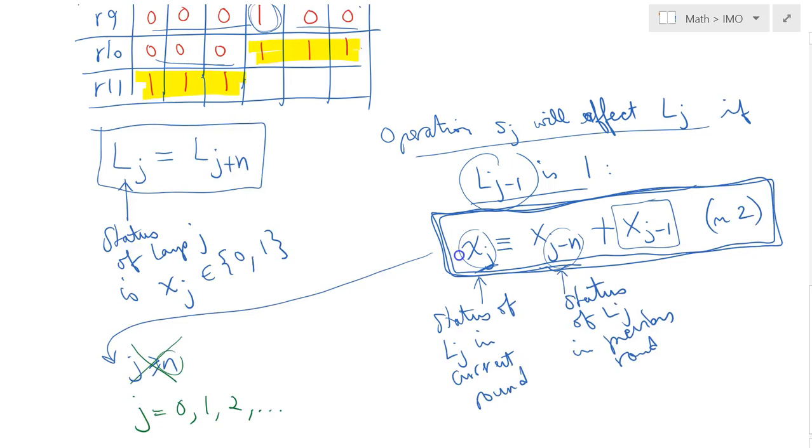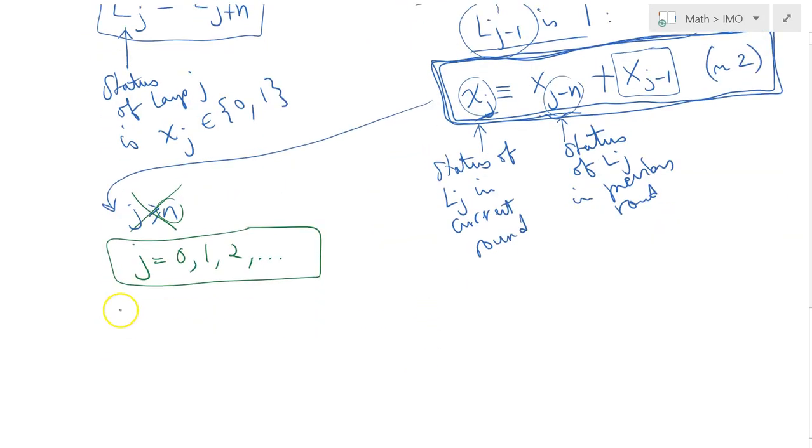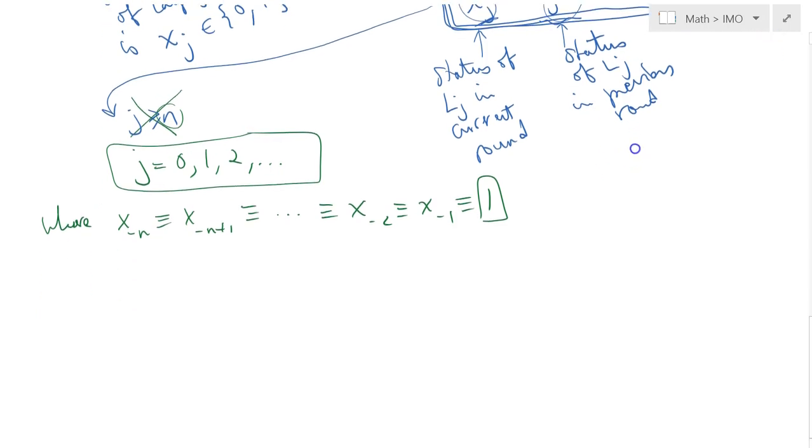So therefore, the recursion will be still meaningful. So that's the first thing I will be doing. And as I said earlier, let's make note of this, where x sub minus n is congruent to x sub minus n plus 1, all the way to x sub minus 2, x sub minus 1, and they are all equal to 1, meaning that all the lamps were on initially. Now, okay, so what's next?